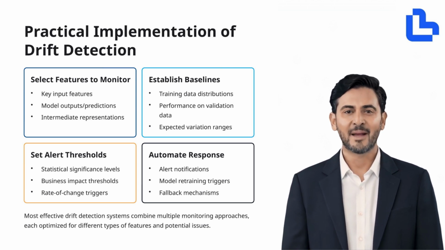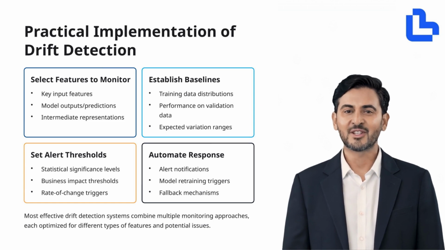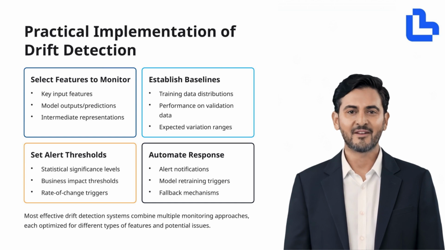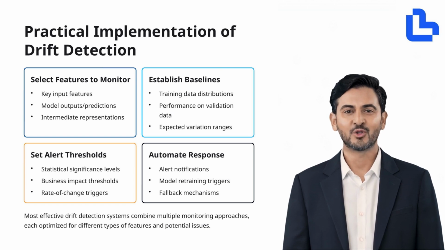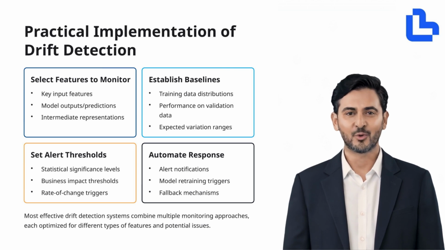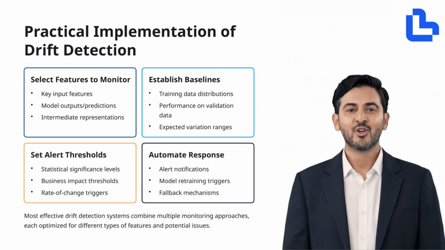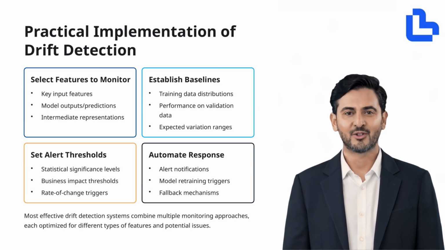Finally, you'll want to automate your response mechanisms. This includes sending alert notifications when thresholds are breached, triggering model retraining workflows, and implementing fallback systems to maintain service continuity. Automation ensures that you can respond quickly and consistently, even when issues arise outside of business hours. The most effective drift detection systems combine multiple monitoring approaches, each tailored to different types of features and potential issues. By layering statistical tools with business logic and automation, you create a resilient framework that keeps your models performing reliably in production.